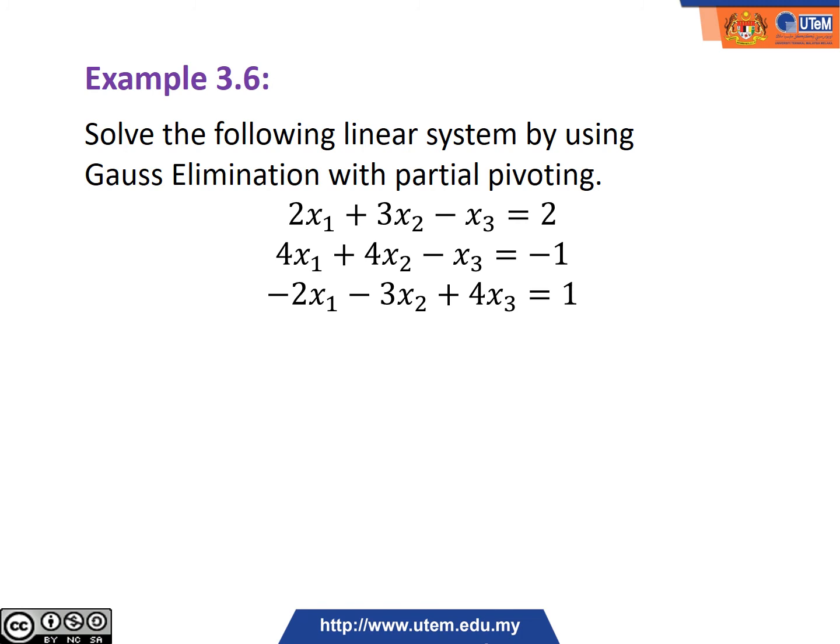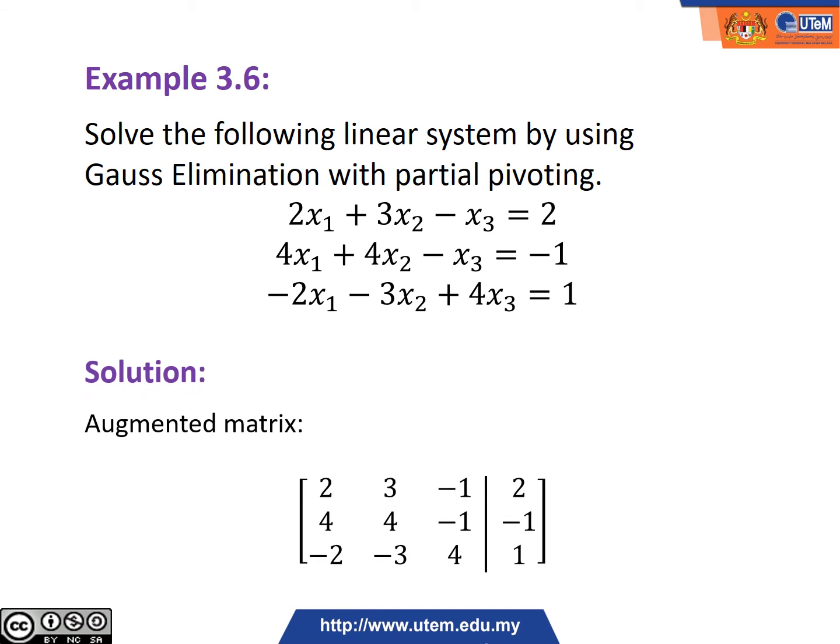Let's take a look at another example. Example 3.6 shows how to find the solutions to the system of linear equations using Gauss elimination with partial pivoting. The system is firstly rewritten in augmented matrix form.